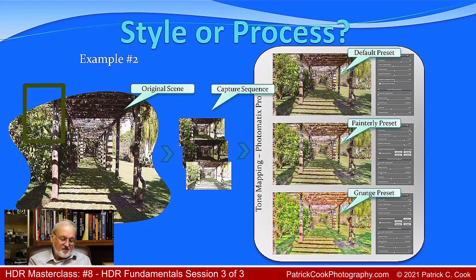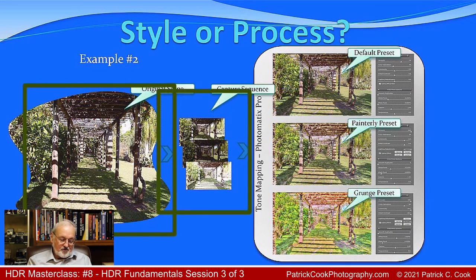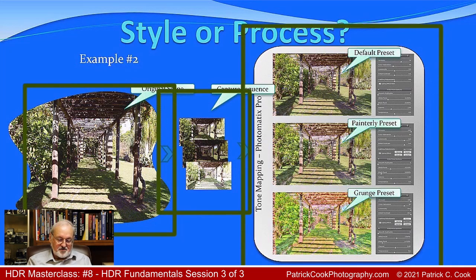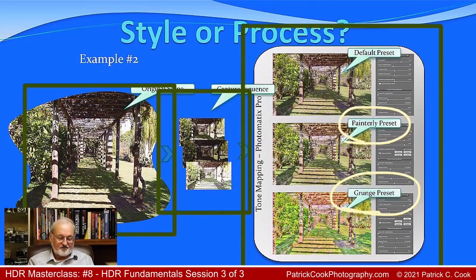Looking at another example, so here is your 8-bit image, and here is, in this particular case, 3 8-bit images that have been merged into a 32-bit image, giving us a much broader range. We can do a painterly preset, or we can do a grunge preset. We have much more latitude to work with, and that's the key point.